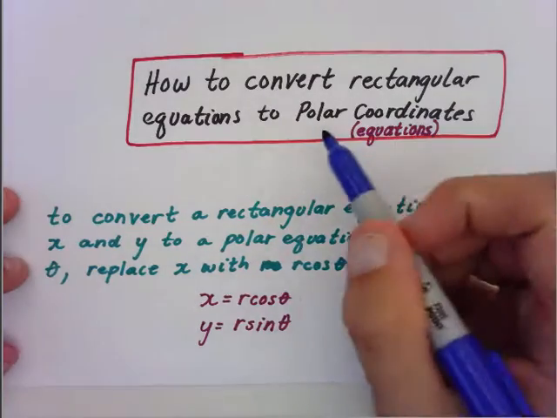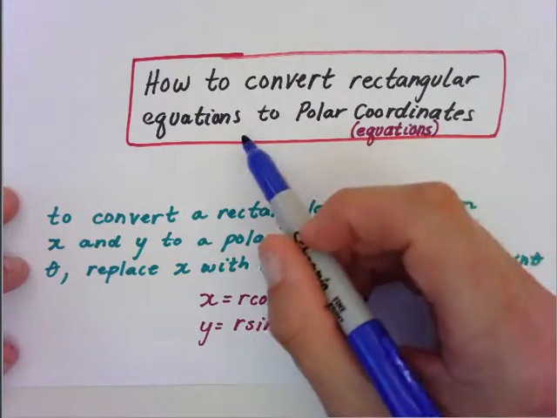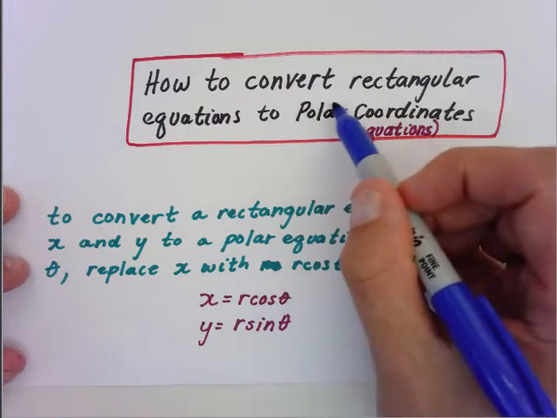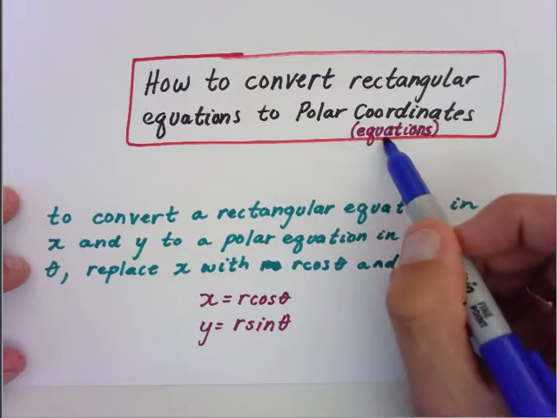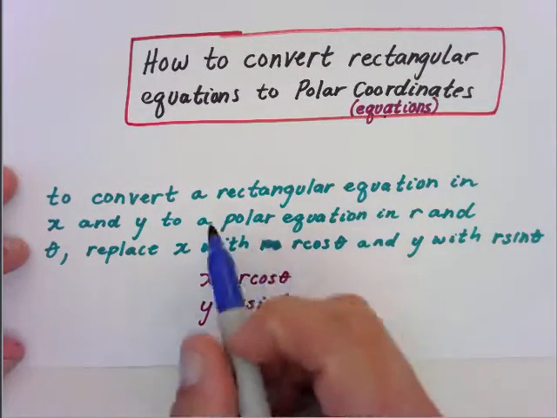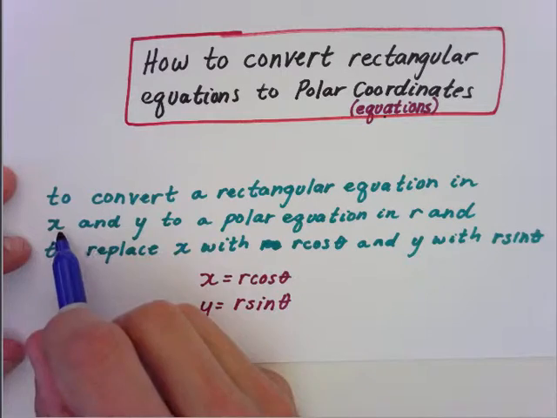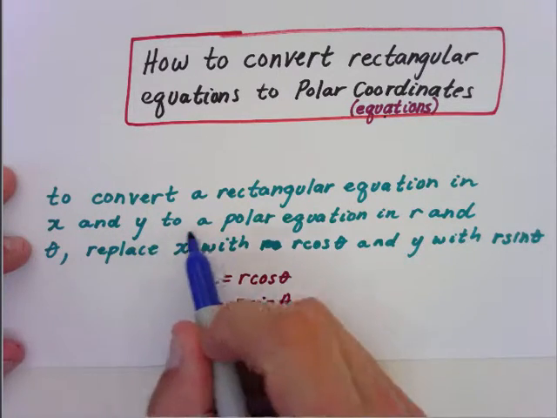Hey everyone, welcome to how to convert rectangular equations to polar coordinates or polar equations. Okay, so ideally we're going to go from rectangular equations to polar equations. To do this, we're going to interchange x and y, but we're going to transfer those into polar equations.